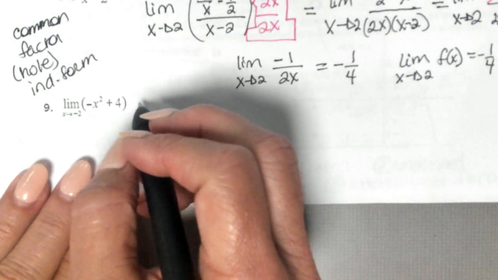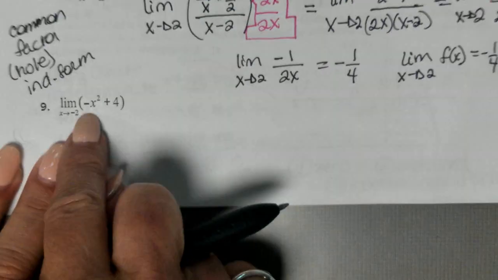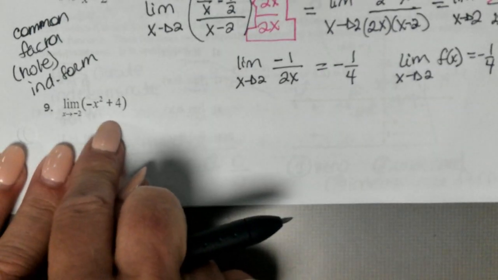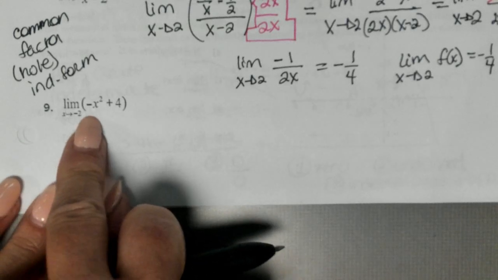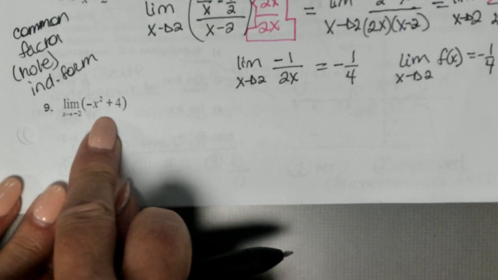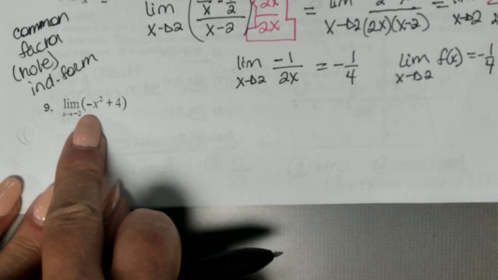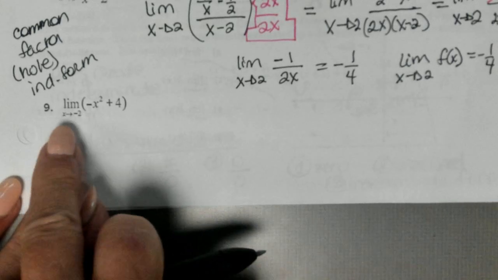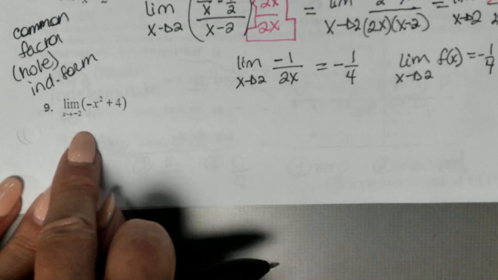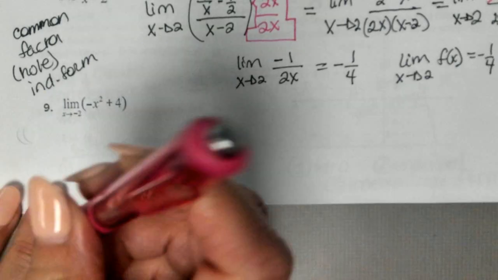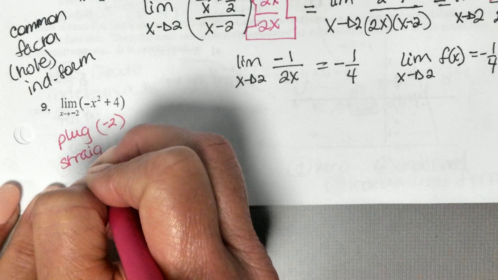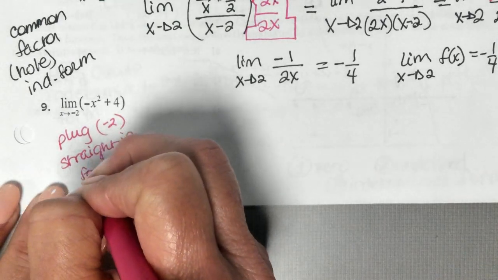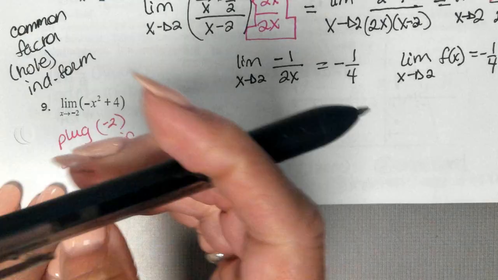All right, so number 9, we've got a quadratic here, right? But there's really no reason to factor this. Number 1, there's no fractions, so I'm not going to get indeterminate form. I'm not going to get an undefined. I'm going to plug negative 2 straight in. I'm going to make a note of that. Plug negative 2 straight in for x.